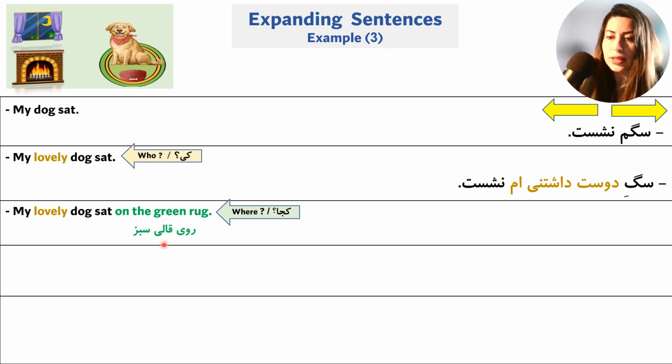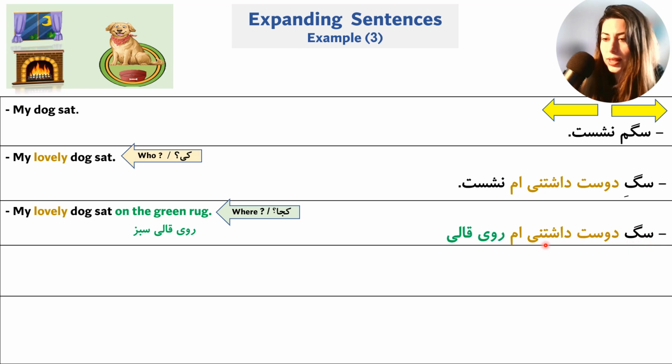And then قالی. قالی is more like a small rug. For the bigger rugs, the big ones, we say فرش. But when we say قالی, it's the smaller ones. And then سبز is green. سگ دوست داشتنیم روی قالی سبز نشست.